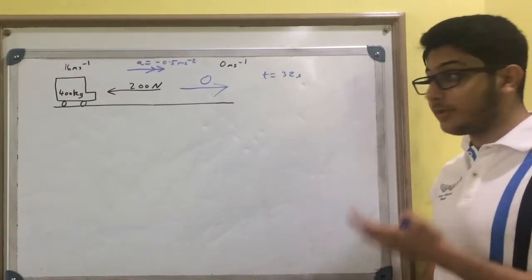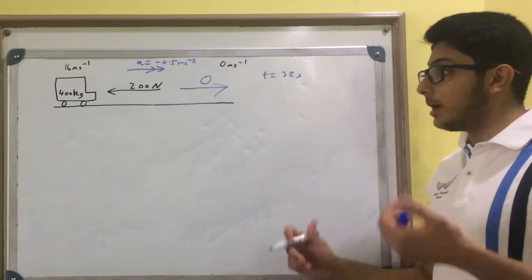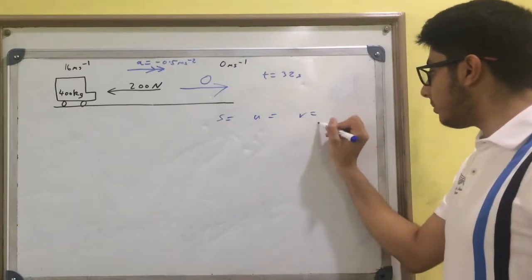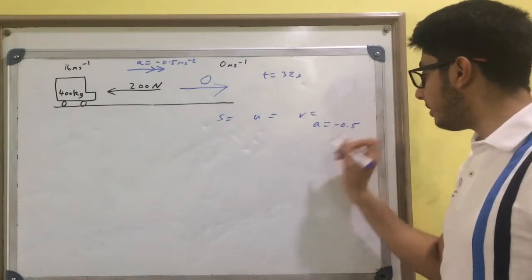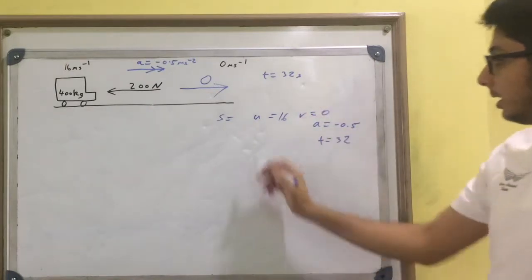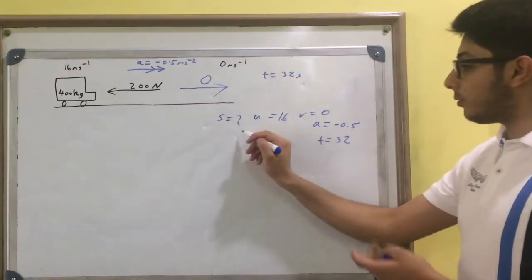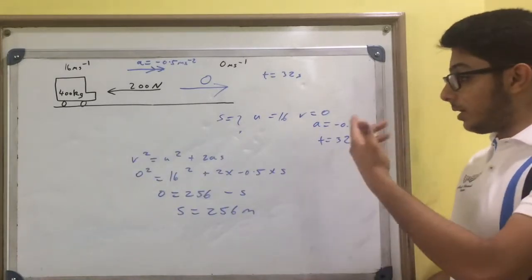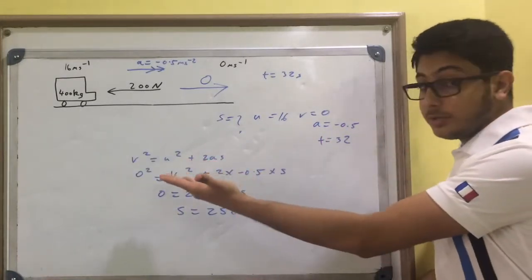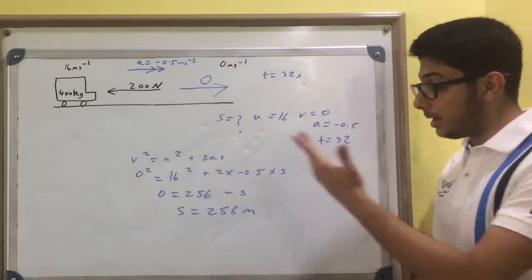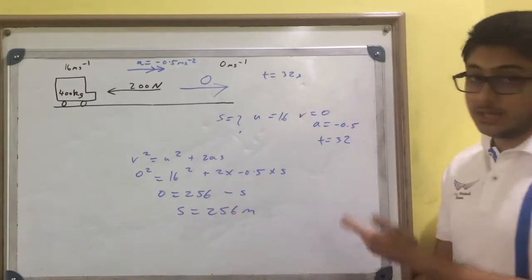Now, how far does the van travel before it stops? Again, it's a simple SUVAT. You already have your acceleration, which is negative 0.5. You have your time, which is 32 seconds, initial velocity and final velocity. So you have a wider range of equations to choose from. You substitute in the values into the equation that I chose, v squared is u squared plus 2as, but you can choose a different one if you want. And I got s is 256 meters.